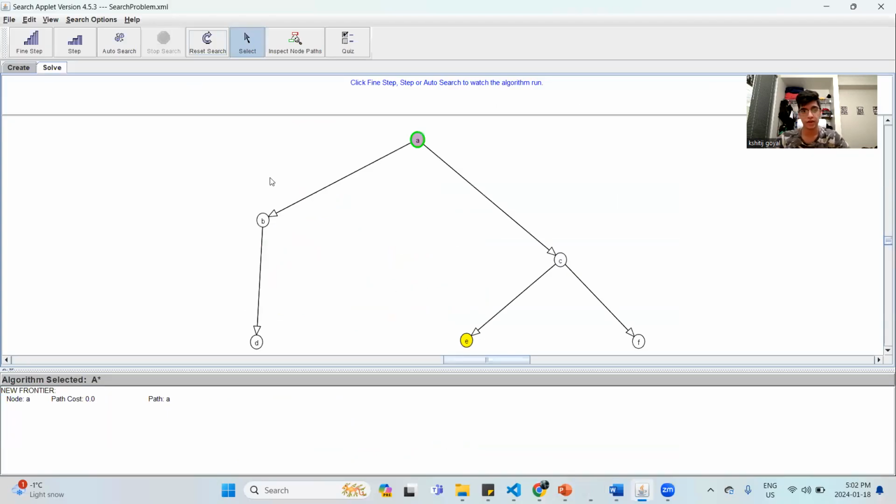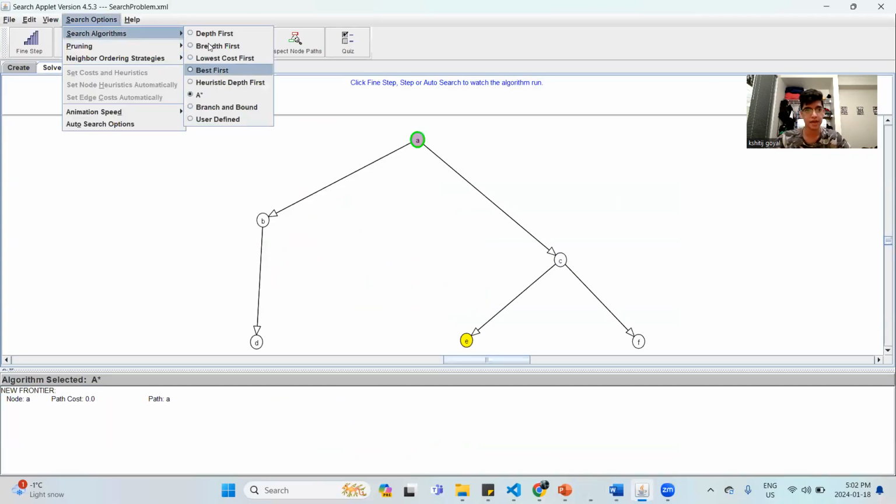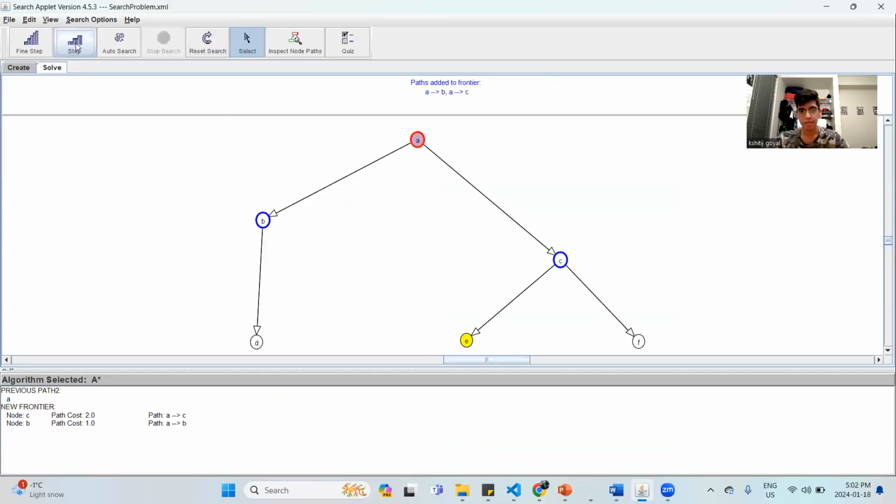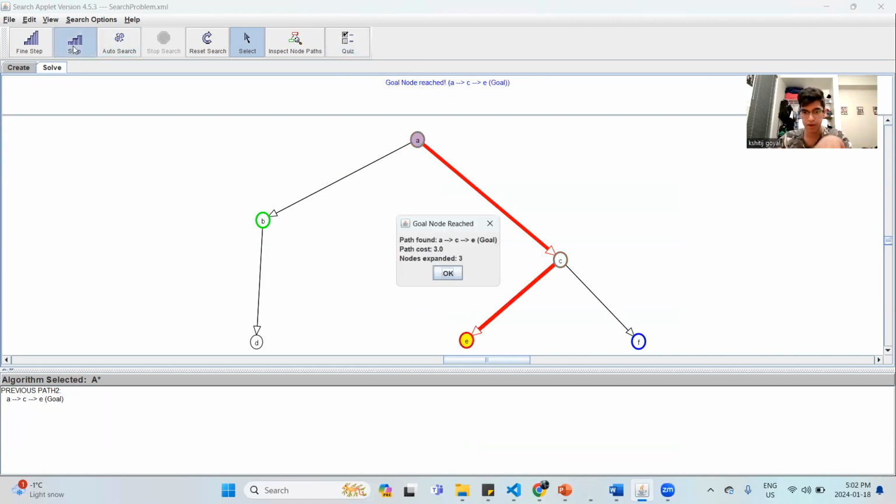We can observe that in the algorithm here. I can just pick the A-star search and go step by step. It explores B and C. It sees C has a shorter heuristic, so it goes that way. Now we're in C. It explores E and F. It sees that E has a shorter heuristic, so it goes there. And ta-da, we found the path A, C, E, and the cost is 3. Perfect. Thank you.